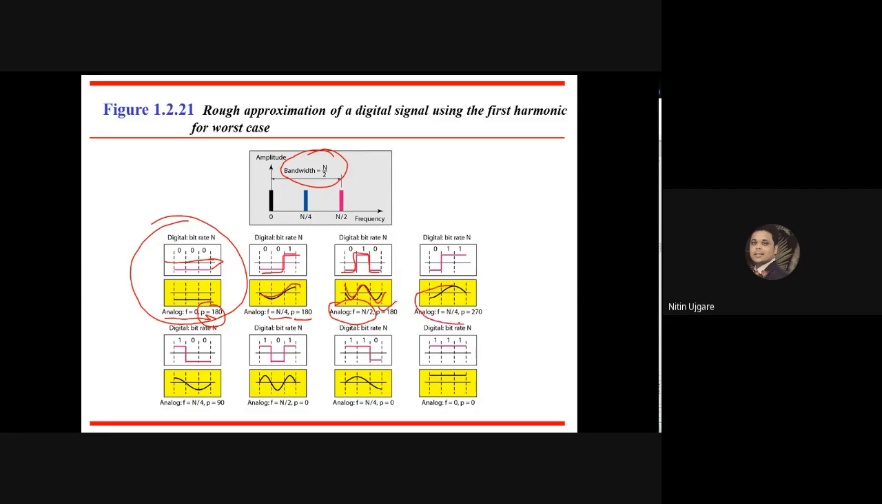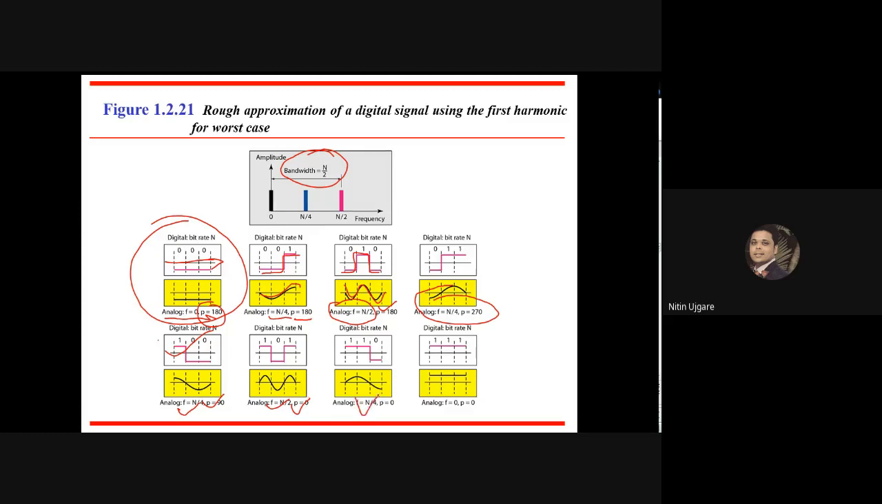So these are the different combinations of these three 0 and 1 bits. These are the bit rate or bandwidth of the analog signal that represents this digital signal. It can be calculated as n divided by 4 for this one, and n by 2 for this one. The phase shift of this signal is 90 degrees, and the phase shift of this signal is 0 degrees.